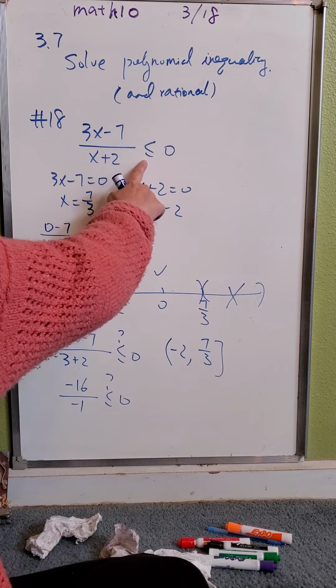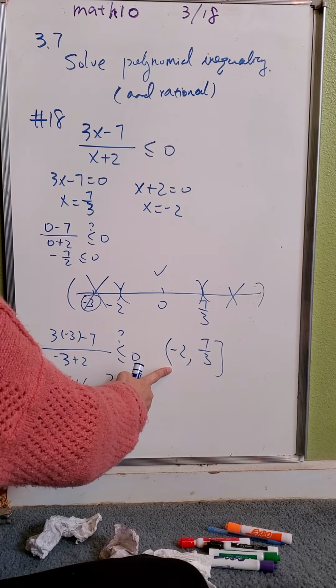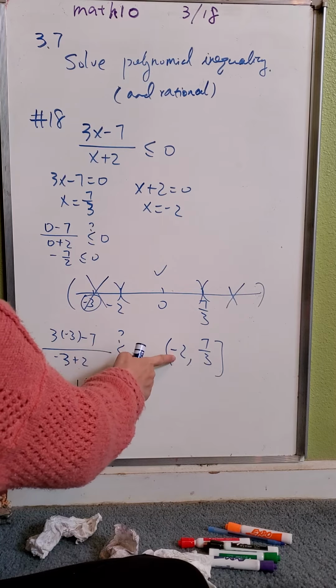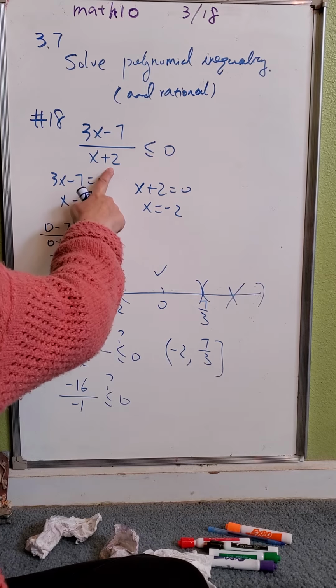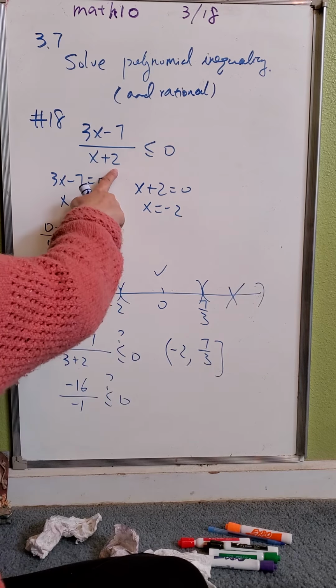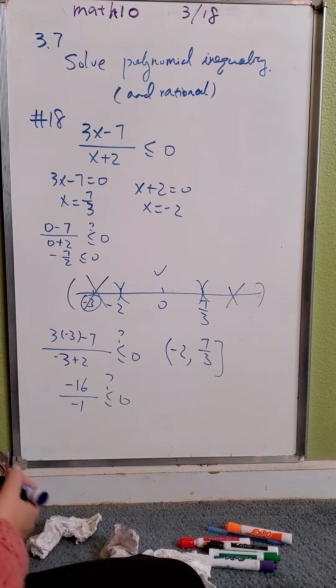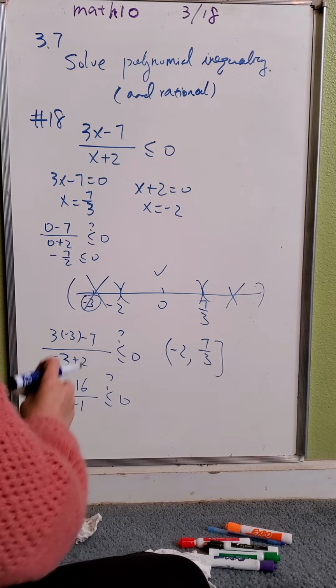And you can see this inequality here. And then I put a bracket, but I put a parenthesis here. How come? Because the negative 2 comes from the bottom. If you come from the bottom, you cannot be a closed interval because you cannot have a 0 in the denominator. Okay? So that's for number 18.